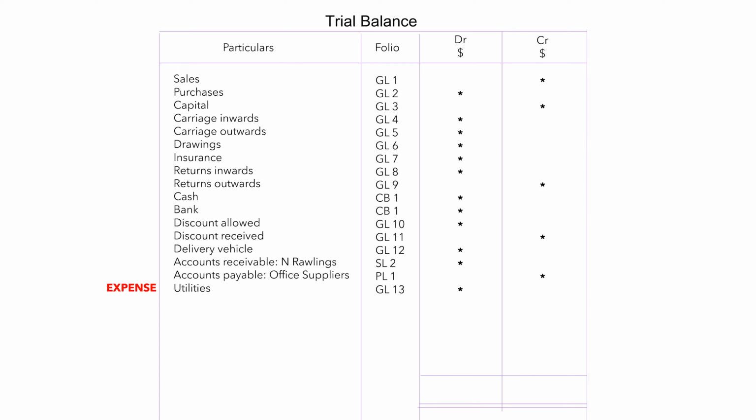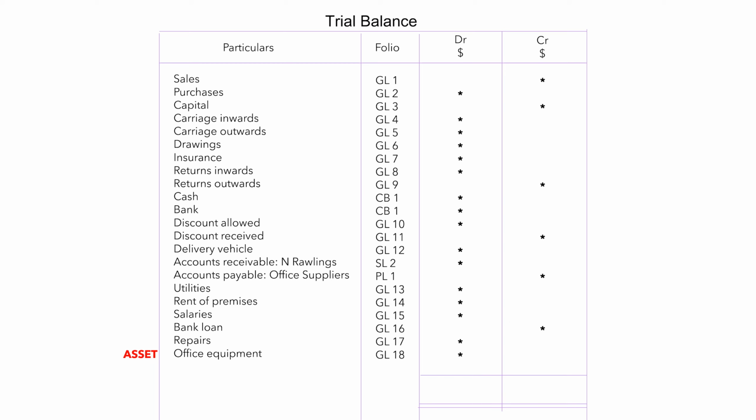Utilities is an expense and it's debited. Rent of premises is an expense and it's debited. Salaries is an expense and it's debited. Bank loan is a liability and it's credited. Repairs is an expense and it's debited. Office equipment is an asset and it's debited. Interest charges is an expense and it's debited.